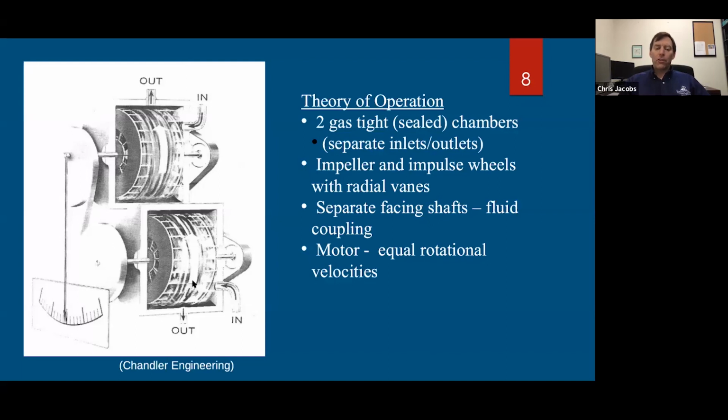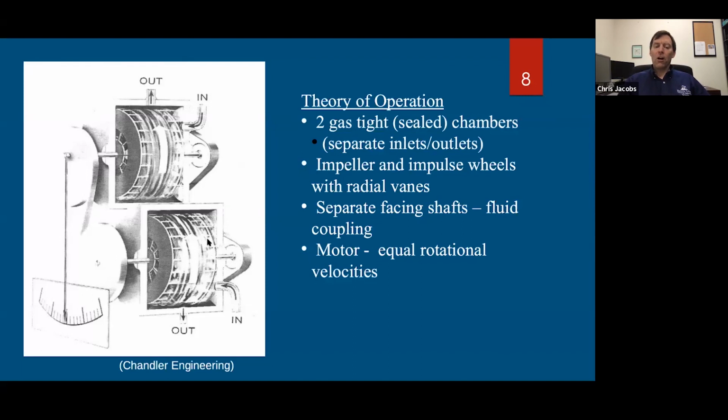Both these impeller wheels turn the same direction. You can see they turn here, in this case, in the upward direction. Now, I'd like to call your attention to the fact that this looks like a continuous shaft through these gas-tight chambers. However, these are not the same shaft. This shaft only turns this wheel. There is no connection between this wheel and this wheel.